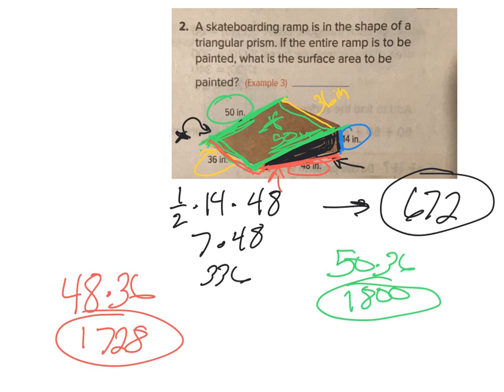And all we have left is, we'll do this one in yellow, this back side that you can't see any of, but you know that it's a 36 by a 14. So let's do 36 times 14. 36 times 14 equals 504. And there we have that one right there.